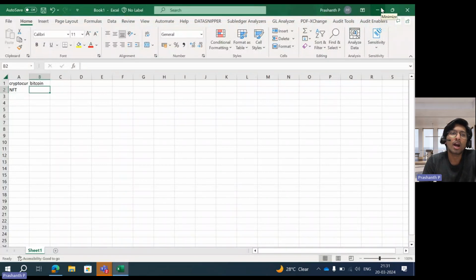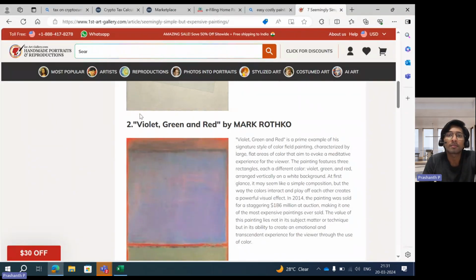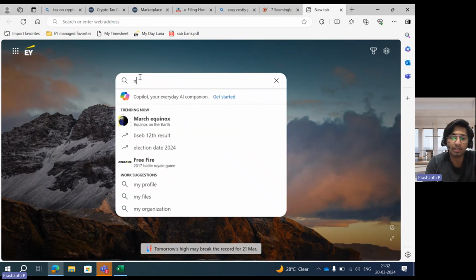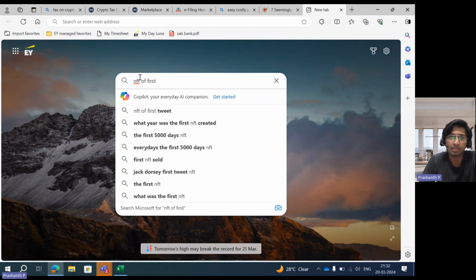So how is it related to NFTs? Just like I said about the cricket bat and the painting, there will be so many digital assets in the market, and people will be buying and selling those assets. One of the best NFT examples I can give is from the Twitter founder. You might have heard of the social media called Twitter. The first tweet was made as an NFT and it was sold for some $1 million. I'll show you the NFT of the first tweet.